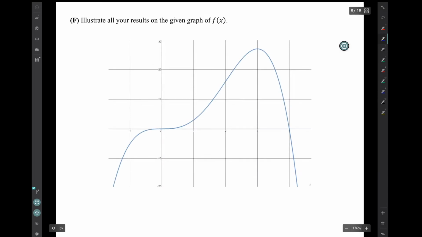Let's go on. Question F says to illustrate all of our results on the given graph. Well, remember in the first part of the problem we found that there was a local max at 3, 27. So I illustrate that local max by putting a horizontal tangent line. Now in question E we found 2 inflection points. Now I often illustrate inflection points by putting a little X on the graph.